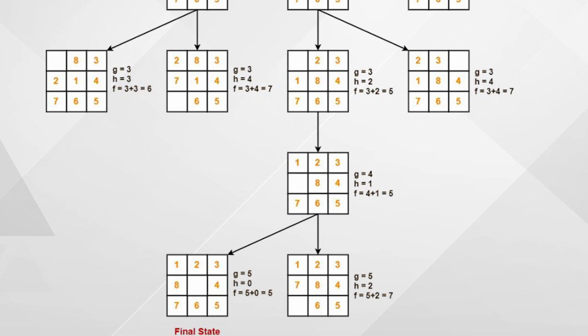Now expand the successor. So we will get 1 2 3 8 blank 4 7 6 5. So that is our G is equal to 5, H is equal to 0 and F is equal to 5 plus 0 is equal to 5. That is our final state. And we have another option, that is 1 2 3 7 8 4 blank 6 5. So here we have G is equal to 5, H is equal to 2. So our F is equal to 5 plus 2 is equal to 7. So we have selected our minimum cost final state.